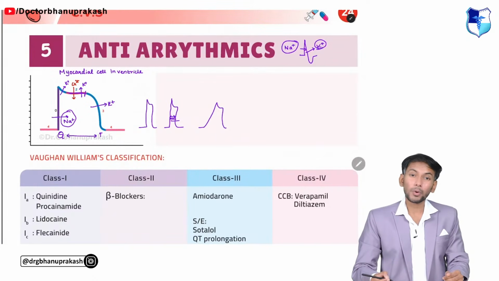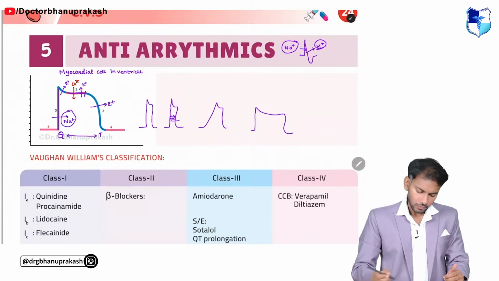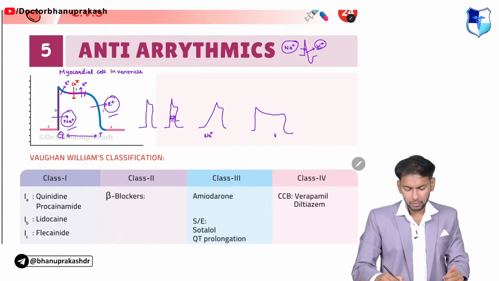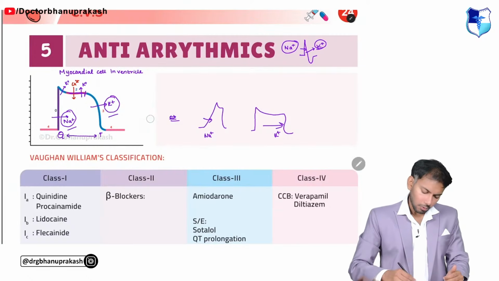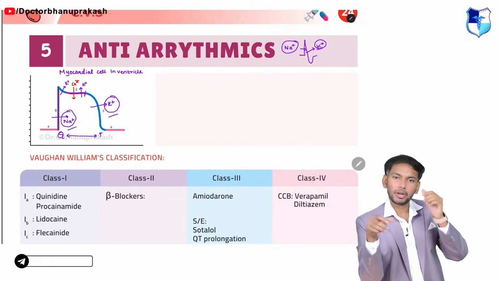Or you can block potassium. If you block potassium, what will happen? See, it will stretch out like this. You can either block sodium or block potassium. If you block sodium, this will happen. If you block potassium, this will happen. Did you understand? So is it safe to say some block sodium channels, some block potassium channels?